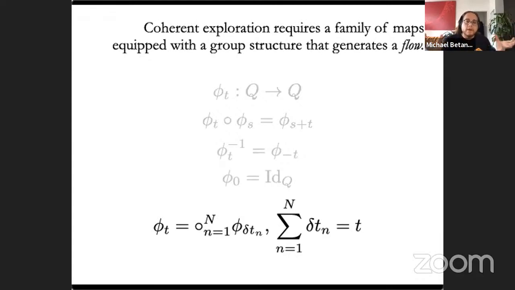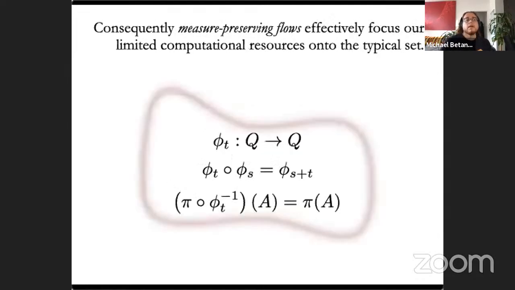And so if I take these two ideas together, I take a measure-preserving transformation to stay in the typical set, I take a flow to make sure I have coherent exploration, and if every element of that flow is also measure-preserving, so I have a measure-preserving flow, that will ensure coherent exploration that stays in the typical set. And so this is what I argue is the foundational challenge of computational statistics.